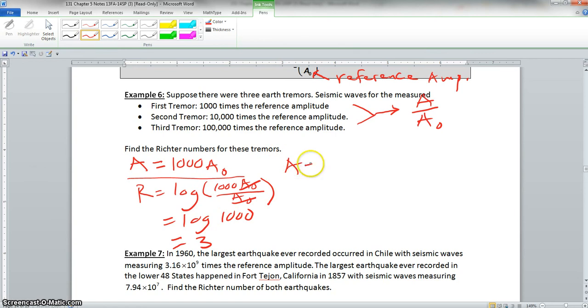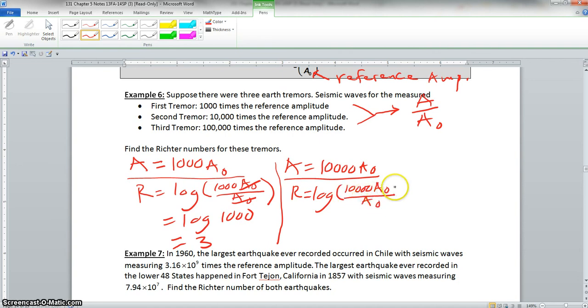Now we go to the next one. We will have A is equal to, remember the next is 10,000 times the amplitude. So we would do the same thing. Let me just draw this little line to separate them. So we have R is equal to log 10,000 A of 0 divided by A of 0. Now we know these A of 0 simplify out to 1. So this would be 10,000 times 1, which is 10,000. And 10,000 divided by this 1 here will leave us 10,000. So the log of 10,000 gives us 4.